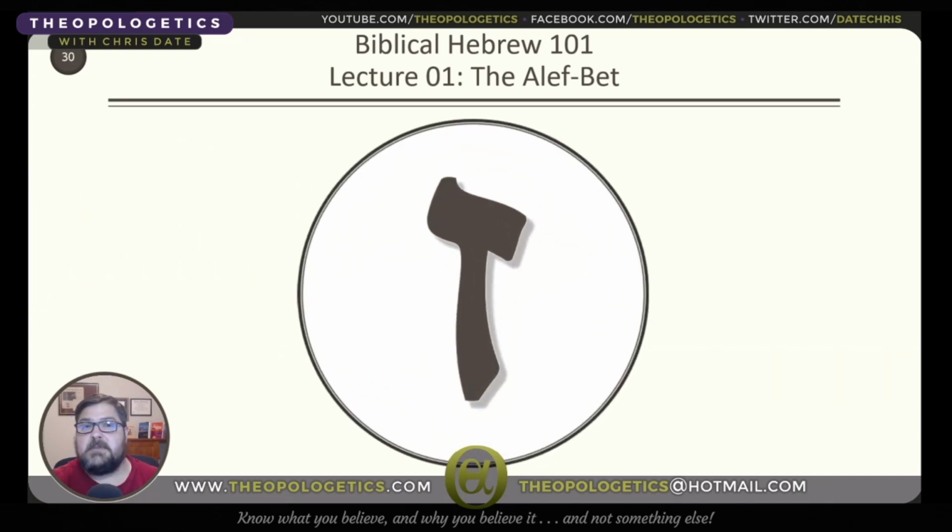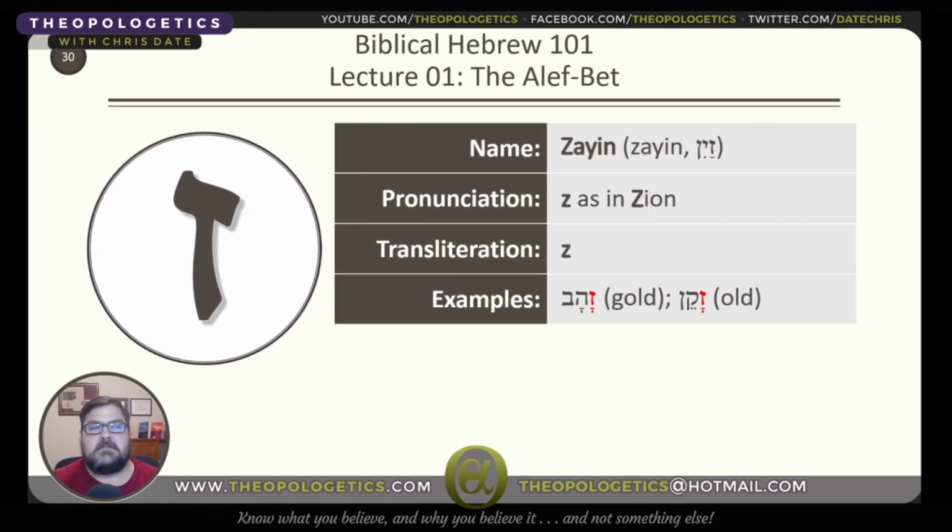Next consonant in Hebrew Alef-Bet is Zayin. Zayin is pronounced like the letter Z in the English transliteration Zion, or in the English word zebra, for which reason it is transliterated into English using the English letter Z. And the Hebrew words zahav, meaning gold, and zakain, meaning old, are both examples of Hebrew words that start with a zayin.